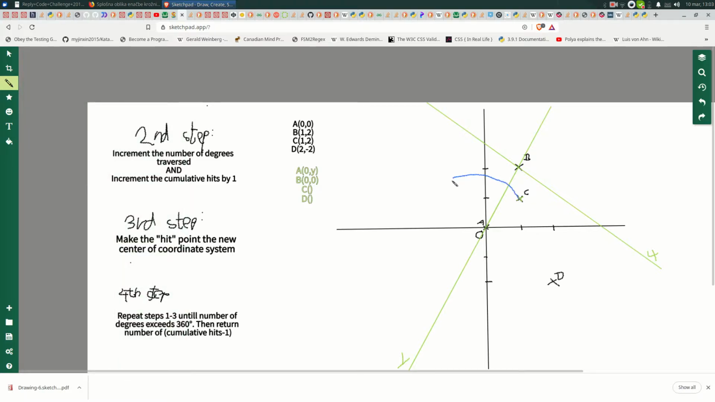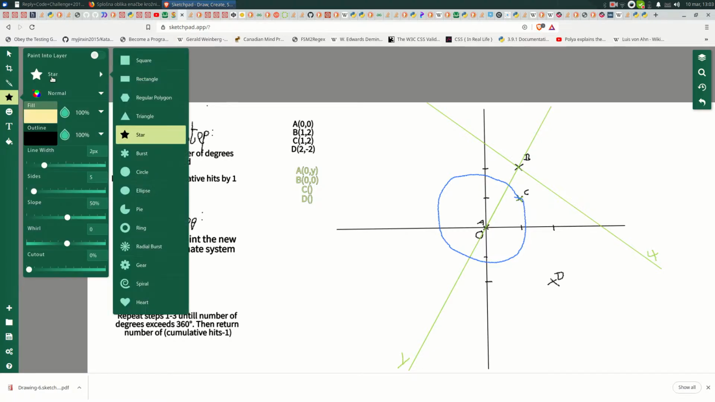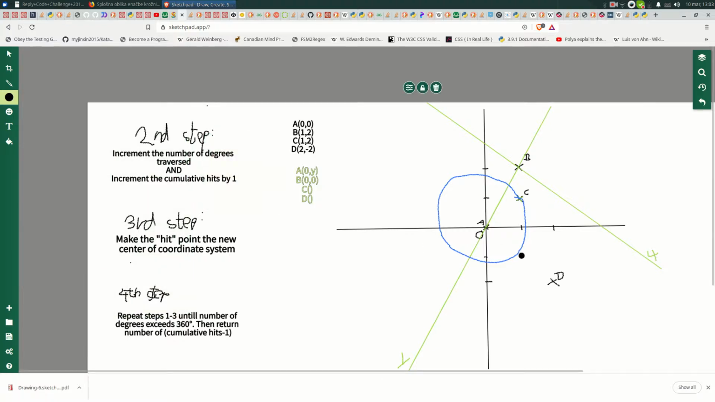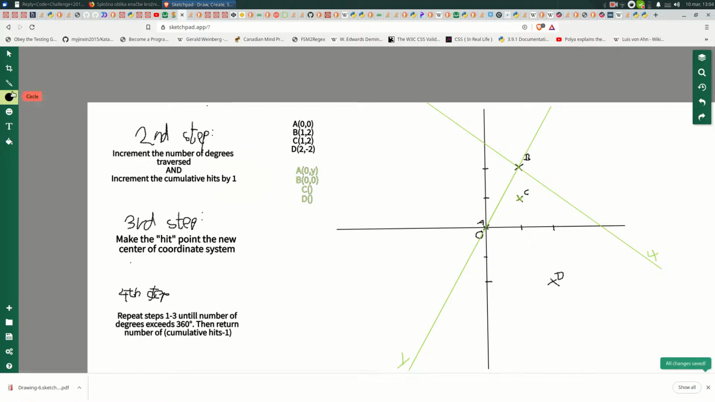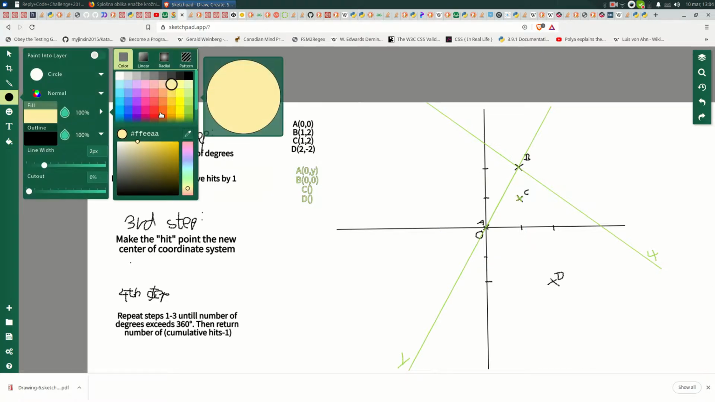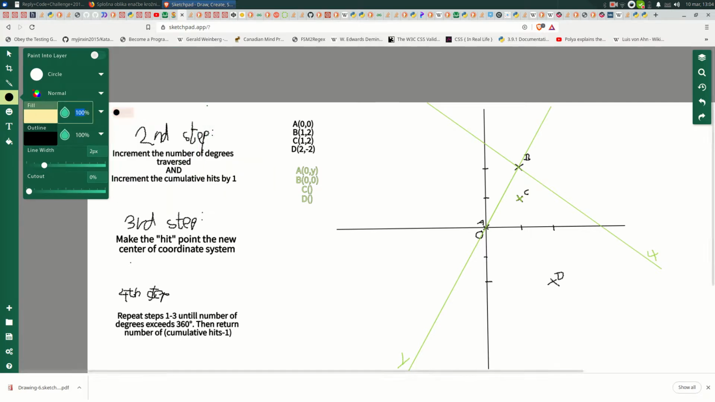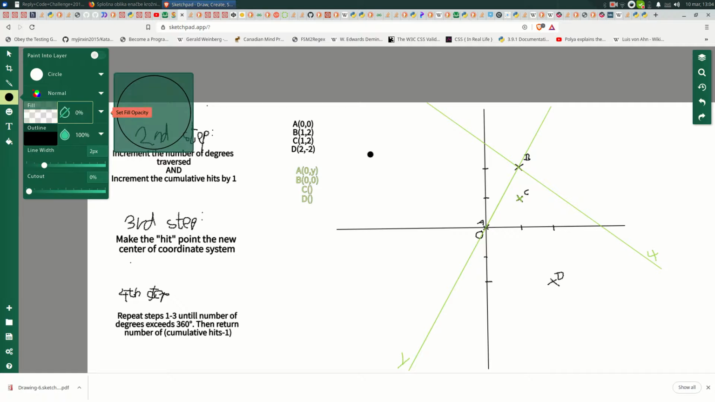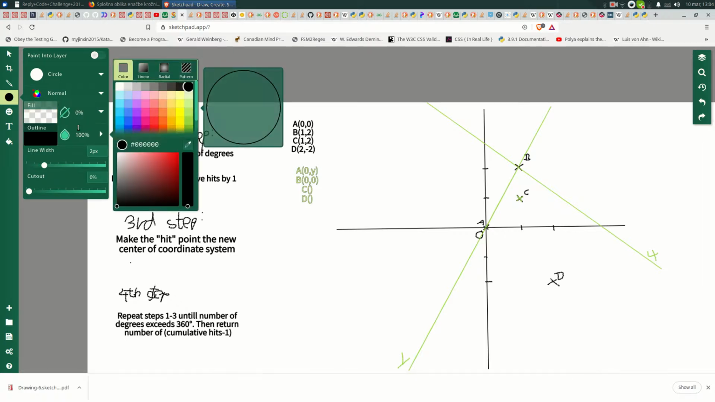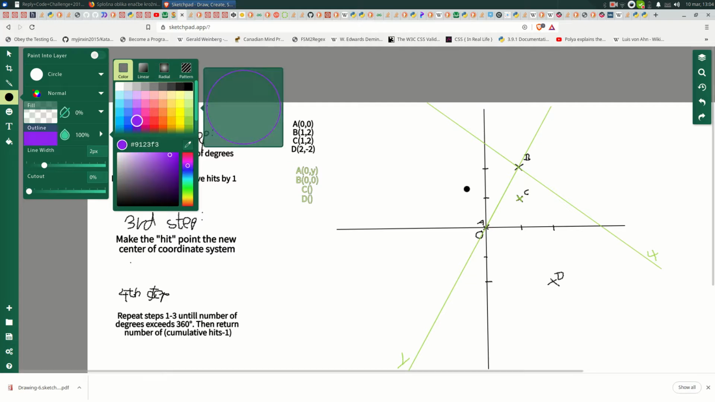So we can write, oh, this is a bad circle. That's an ugly circle. Do we have a tool maybe? We've got circle, right? Can we make a circle? Nice, we can make a circle, so let's make a circle and let it be filled with nothing. Set fill opacity to nothing, and the outline shall be just purple.